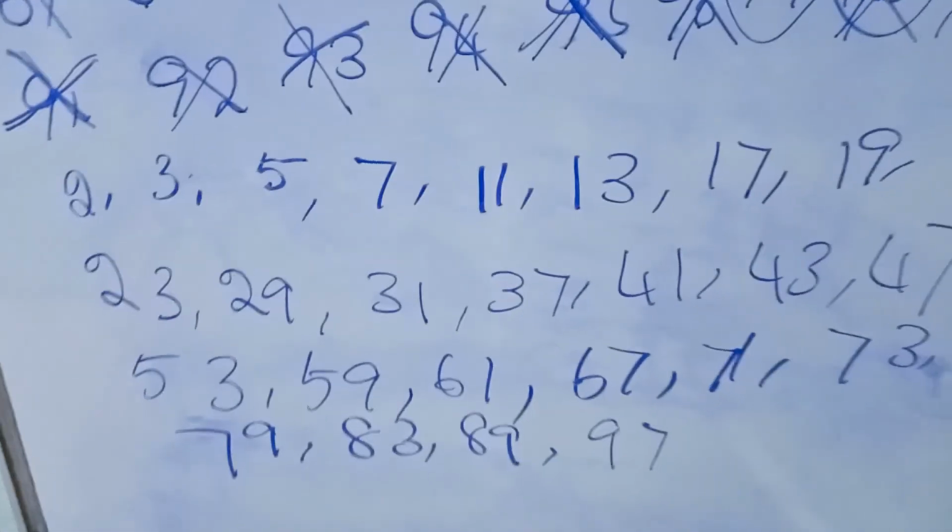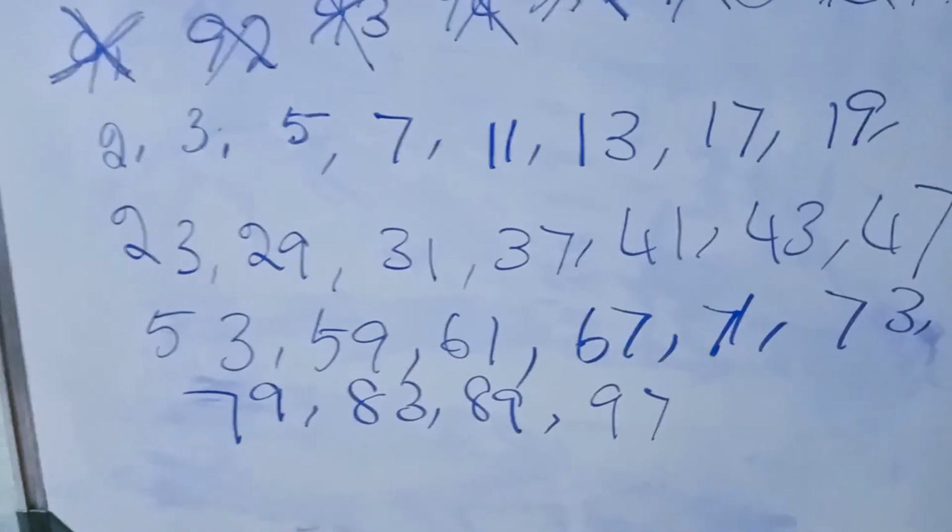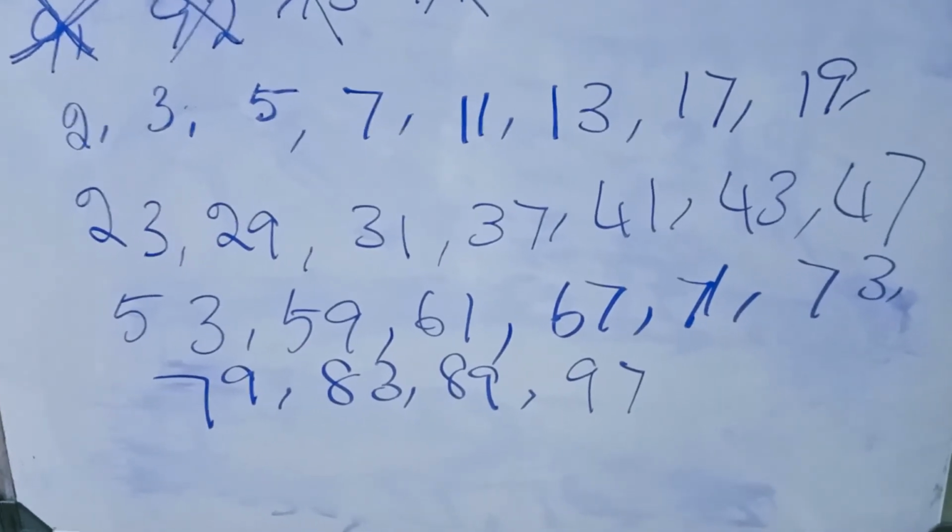Okay, these are the prime numbers between 1 to 100. Okay, this is a way to find prime numbers between 1 to 100.